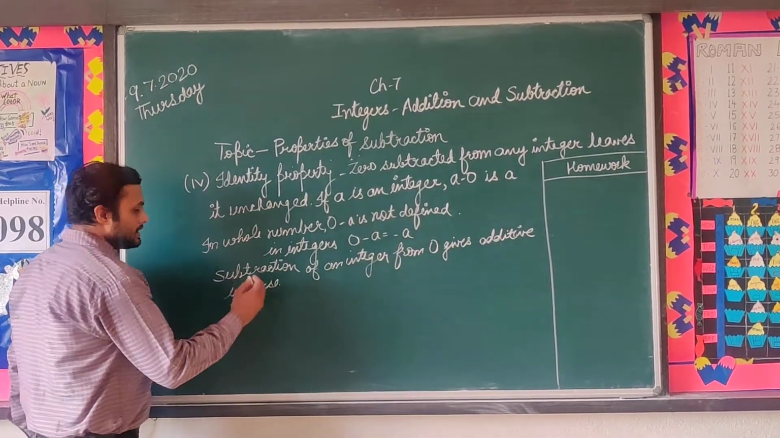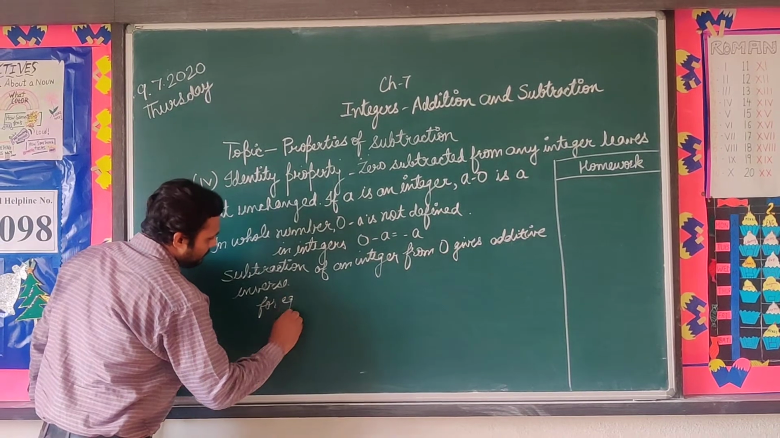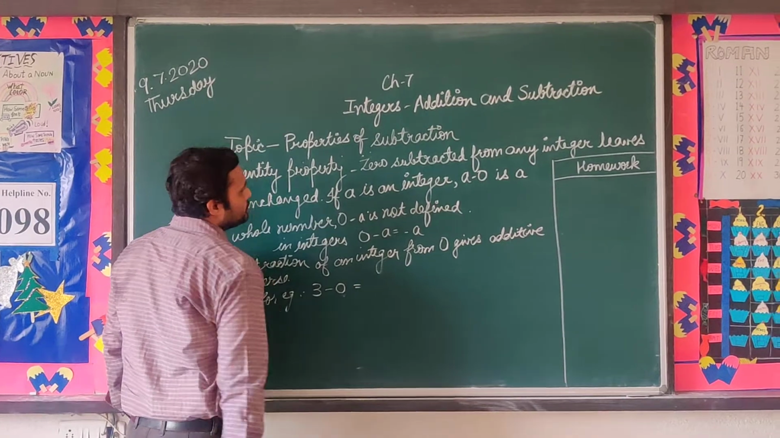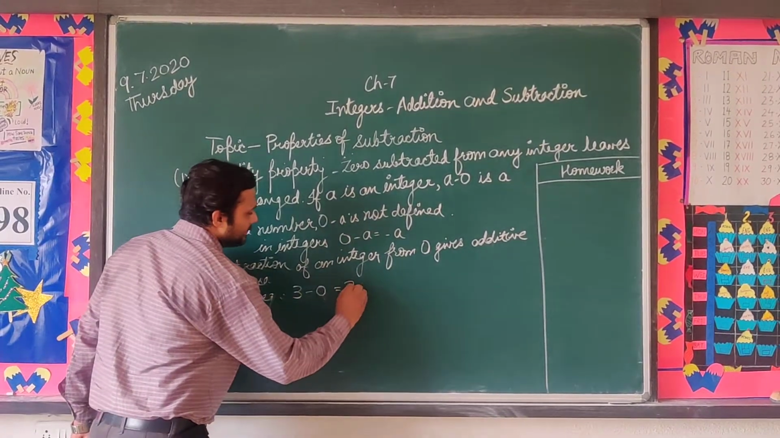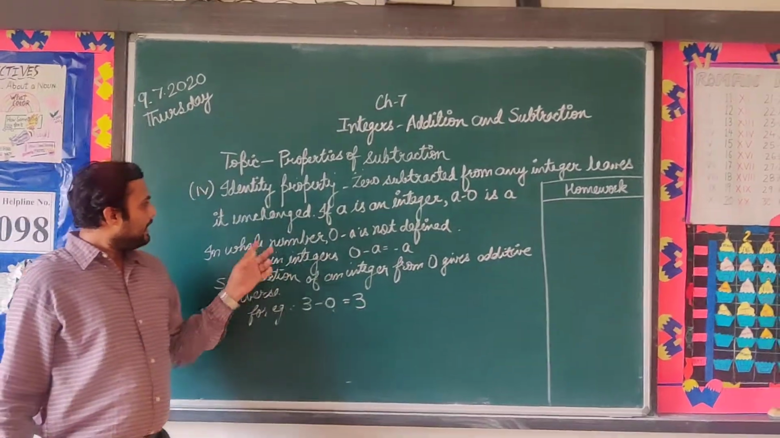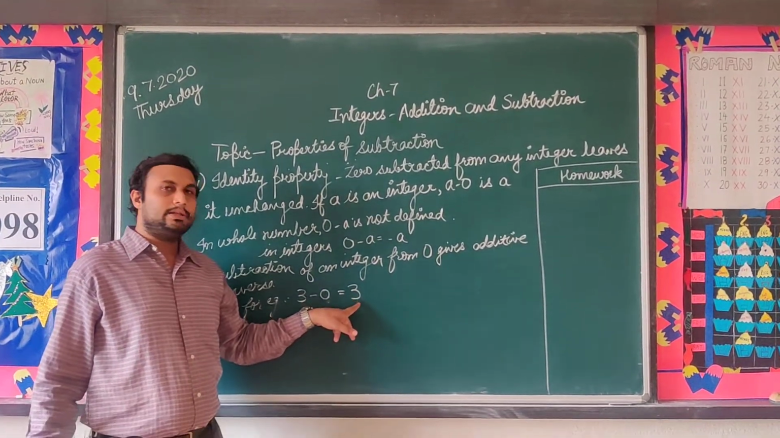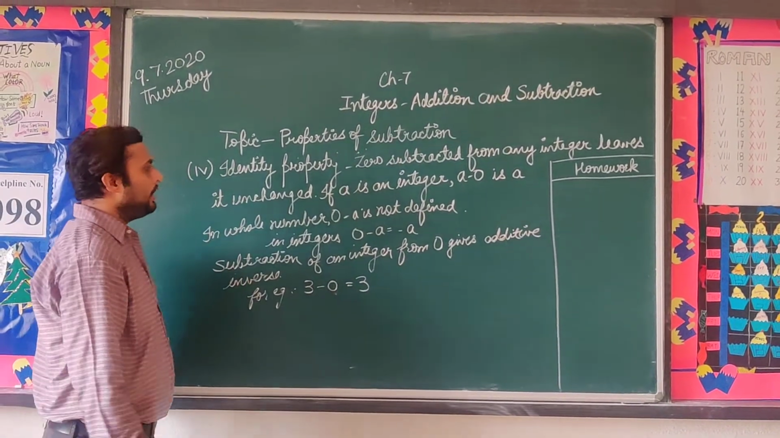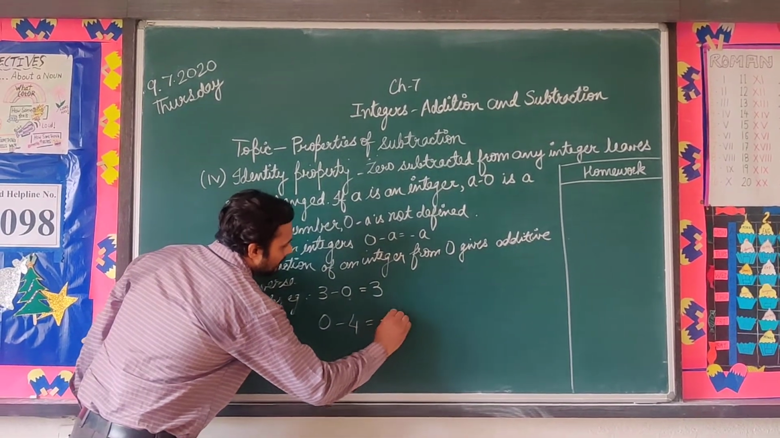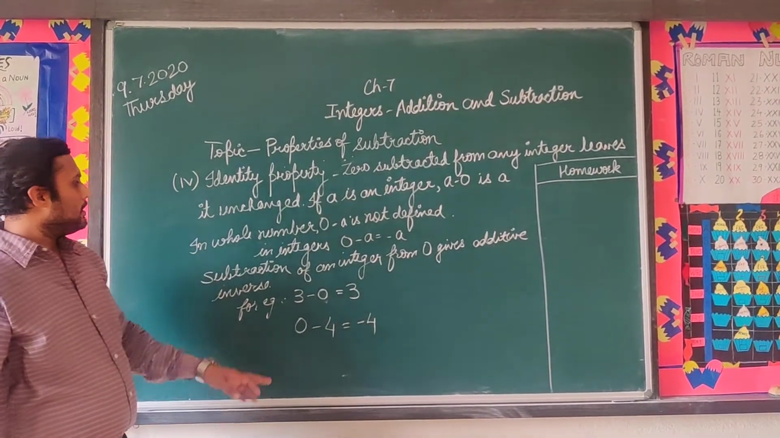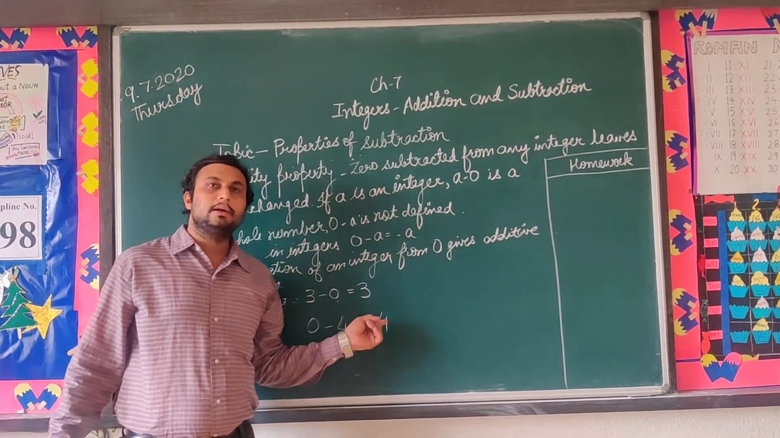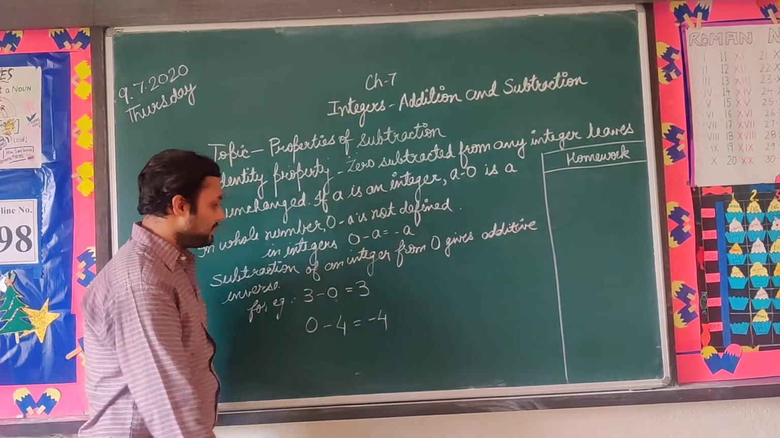We can explain this with an example. Suppose 3 minus 0. So a minus 0 gives the value 3. 0 subtracted from any integer leaves it unchanged. 3 minus 0, the answer will be 3. It will remain unchanged. Now suppose 0 minus 4. Minus 4 is an integer. So in integers, 0 minus 4 gives minus 4. So minus 4 is an integer.